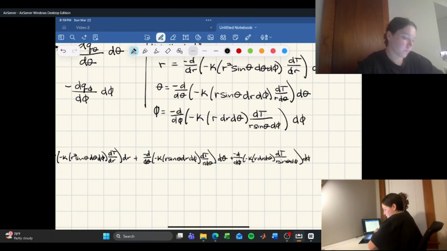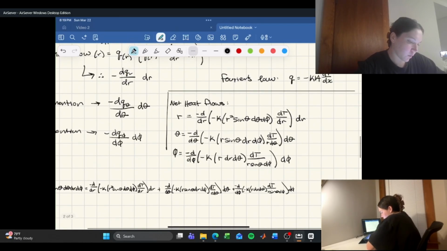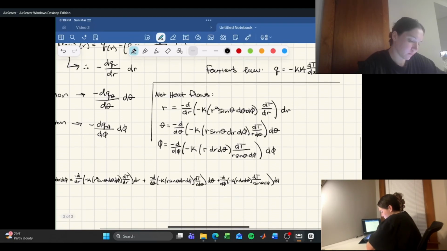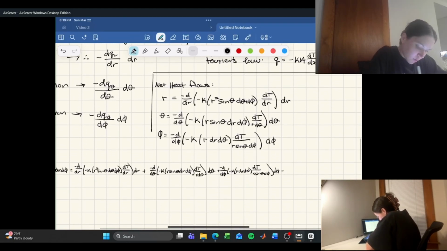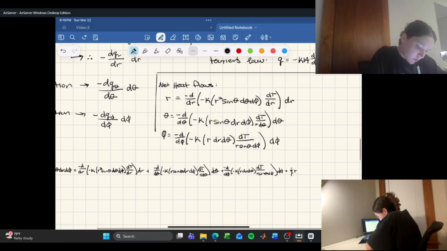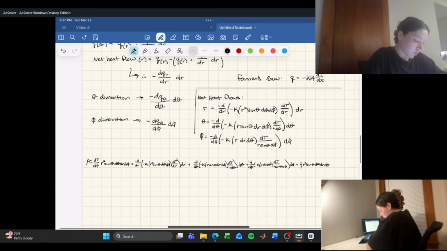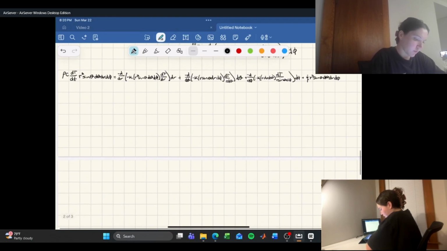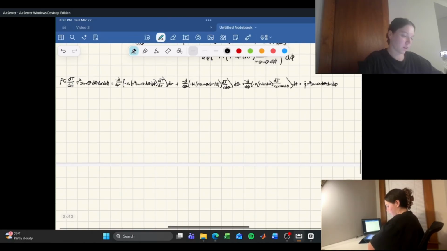Okay, so that's the net heat flow, and then we need to still add the generation. So it's going to be plus the heat flow rate times the volume again, which we said is r squared sine theta d theta dr d phi. So this is the overall equation, but now we can simplify some things to make it look a little bit cleaner.